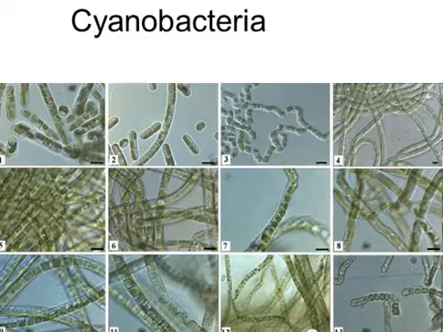There's a group of eubacteria I want to mention called cyanobacteria. This is a really important group of bacteria. Notice in the pictures there's 12 different kinds of cyanobacteria, and notice how they're all green. That green tells us something.